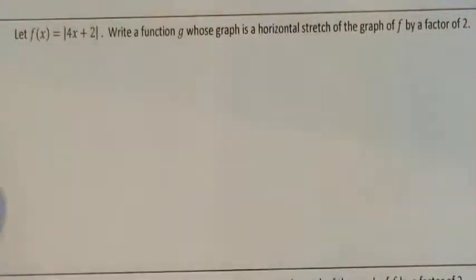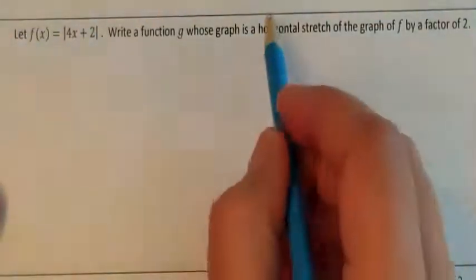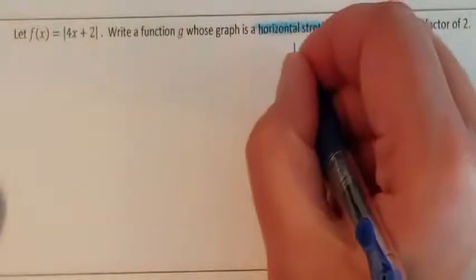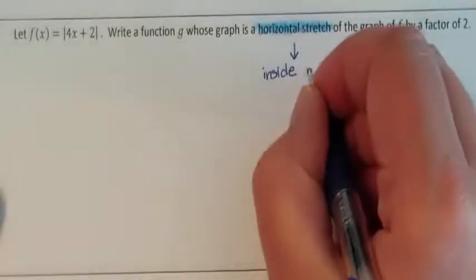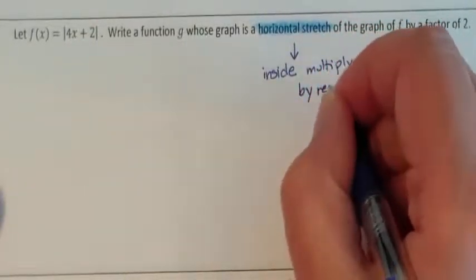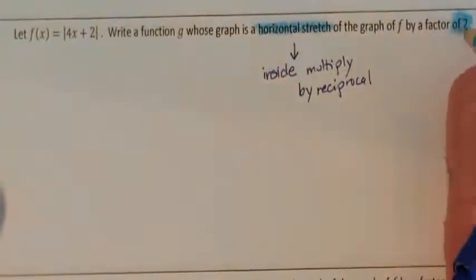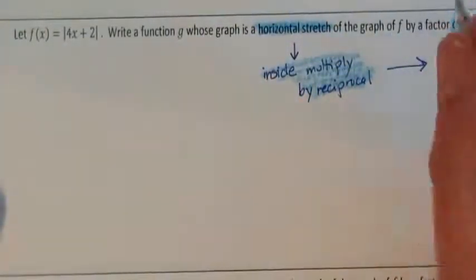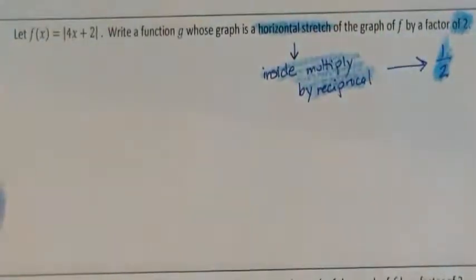Our next problem, we have an f rule. They want us to rewrite it and call it g. And they told us to do a horizontal stretch. Now, horizontal stretch meant that I did the inside because horizontal was always on the inside. Stretching meant that I had to multiply by a reciprocal. And what was that reciprocal of? Right here, it told me to do it of the factor 2. So I need the reciprocal of 2; I take the fraction 2 and I flip it. I now have 1/2. So on the inside, I am supposed to multiply by 1/2.